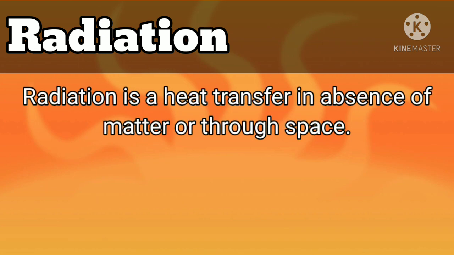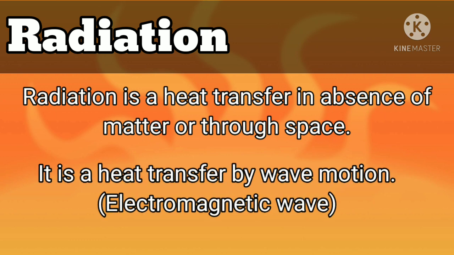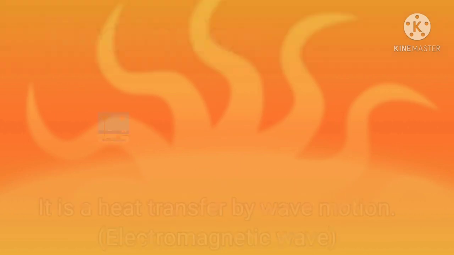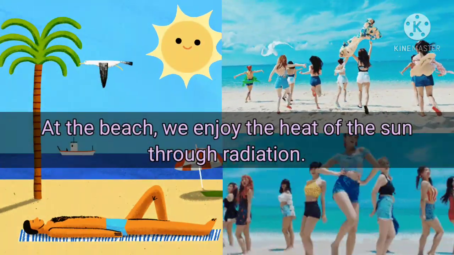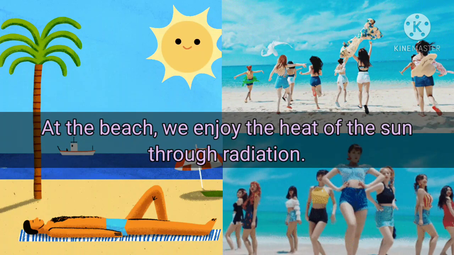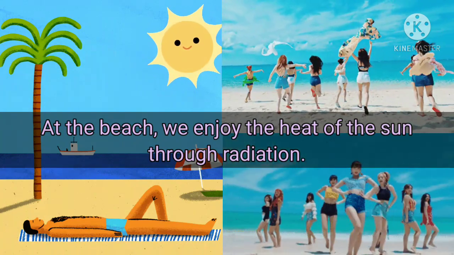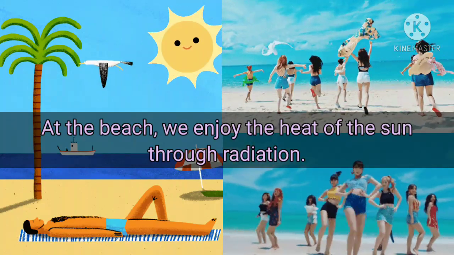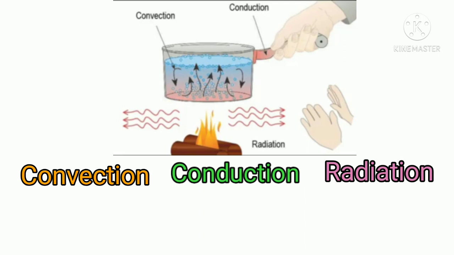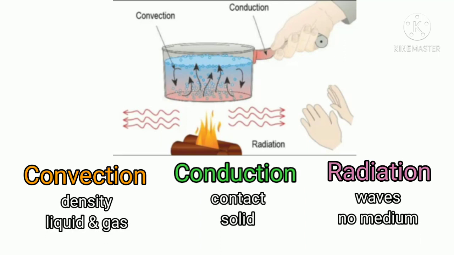Lastly is radiation. Radiation is a heat transfer in the absence of matter or through space. It is a heat transfer by wave motion. A great example of radiation is the heat of the sun. We experience the heat of the sun even though it comes from the outer space because it does not require a medium to propagate. Here are some keywords you need to remember in each type of heat transfer.